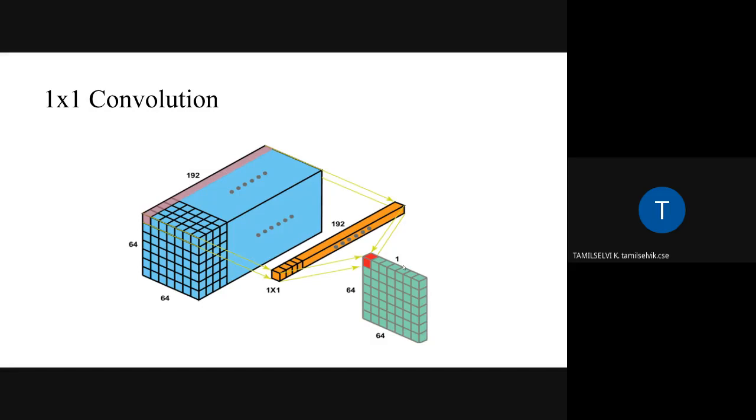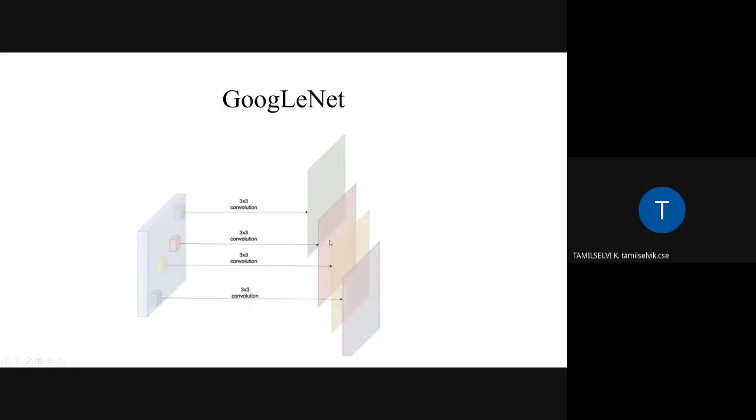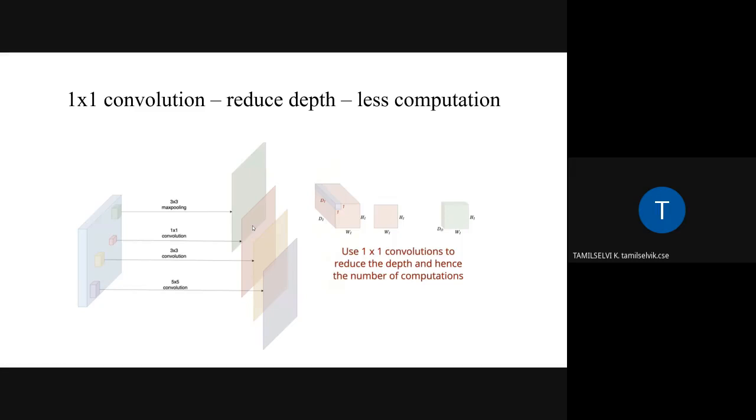The next, as usual, hope you know these things, right? Stride, 3 cross 3, padding, same thing. You can go ahead with this. This is what the GoogleNet is. I have given you a simple thing. I have applied the filters, 3 cross 3 convolution and other things. 1 cross 1 convolution will reduce the depth, so it has less computation.